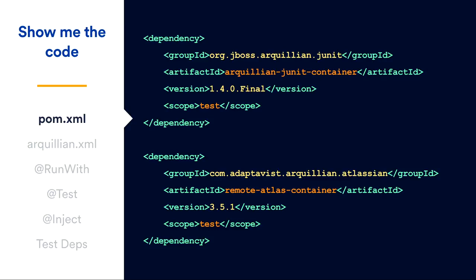First, you need to add some dependencies into your configuration for your favorite build tool. And here we've got Maven, because, you know, who doesn't love Maven, eh? I hate Maven. So the first dependency is Arquillian itself, the integration with Arquillian and JUnit. And then there's this remote Atlas container, which is the component that we've written, the extension to Arquillian that makes it work with Atlassian products.